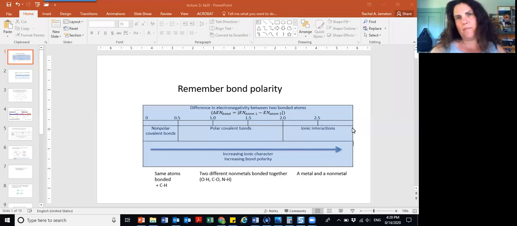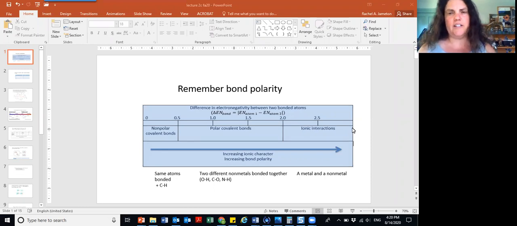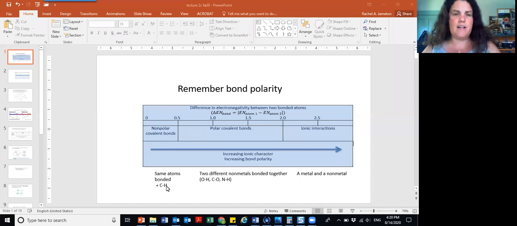Hopefully you remember bond polarity. Remember that this has to do with the difference in electronegativity, or the ability of an atom to suck electron density toward itself, but the difference in electronegativity between two bonded atoms. And so if the bonded atoms are the same, like oxygen-oxygen or carbon-carbon, and the one exception to this is carbon-hydrogen, then you're going to have a really low difference in electronegativity between the two bonded atoms, and that's nonpolar.